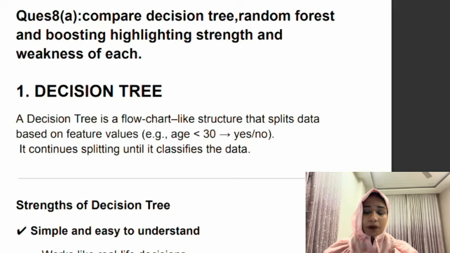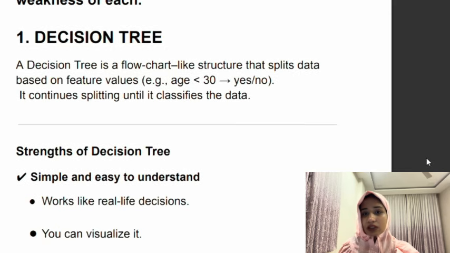Question number 8 of the end semester paper of data science. In the previous videos I have explained and we have discussed till question number 7, both parts A and B. So in today's lecture we will be discussing question number 8, both part A and B. So let's start. Compare decision tree, random forest and boosting, highlighting strength and weakness of each.